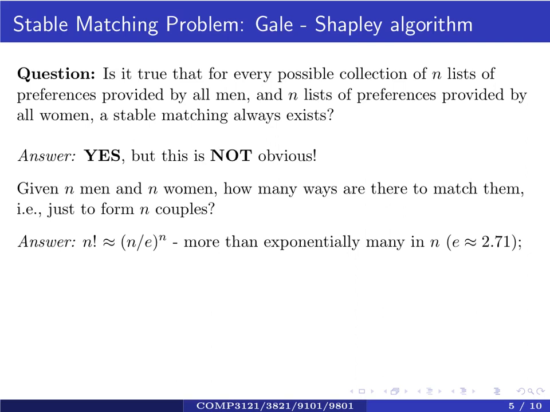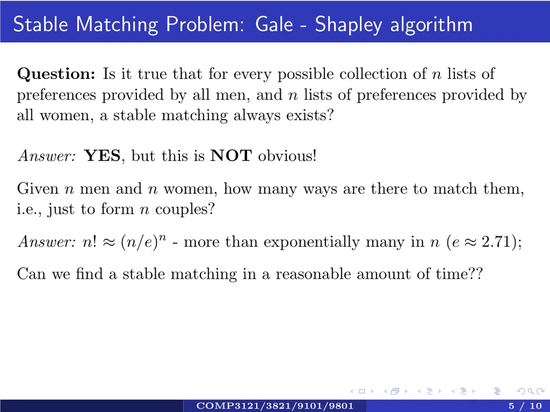And n factorial, if you use Stirling's formula, grows faster than the exponential, or faster than 2 to the n. In fact, it's approximately n divided by e, where e is the Euler constant, 2.71 and so forth, to the power n, and this grows significantly faster than 2 to the power n. So if you tried by brute force to find a stable matching, the algorithm would be prohibitively slow, because the number of cases that you have to test is huge.